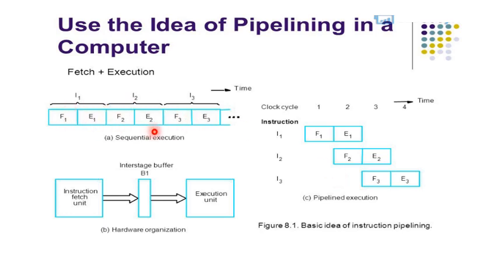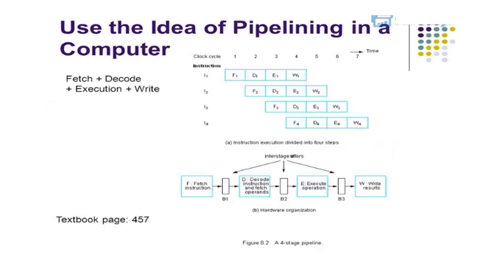So in summary, the fetch and execution unit in this figure consists of a two-stage pipeline in which each stage performs one step in processing an instruction. An interstage storage buffer, B1, is needed to hold the information being passed from one stage to the next. New information is loaded in this buffer at the end of each clock cycle.